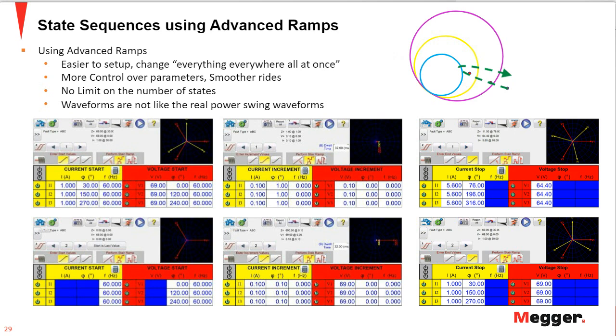And then you can use one ramp to move it up, and then start the next ramp in the same place where you left the previous ramp, and then the other ramp to move it out. Now, this gives you way more control over the parameters.